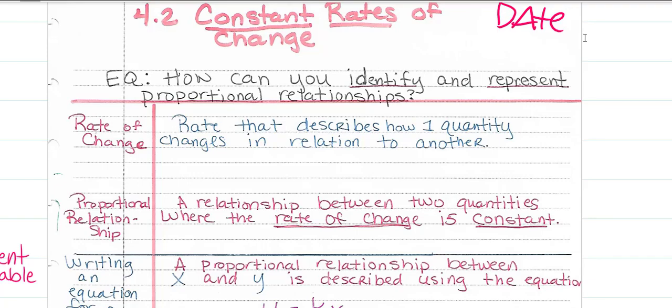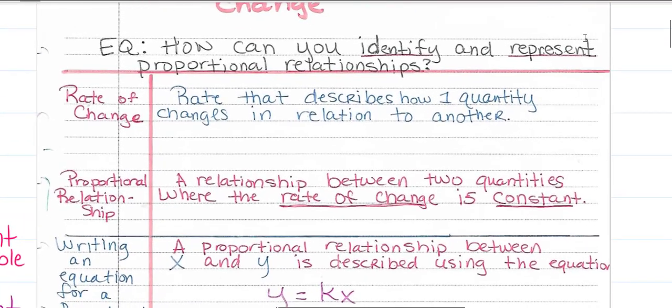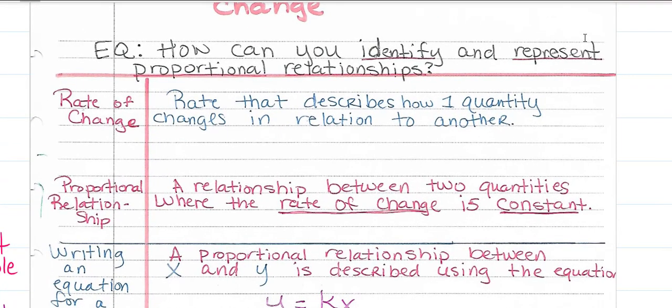So vocabulary words that we're going to be using, one of the first ones here is a rate of change. And a rate of change is a rate. So we're talking about fractions here when we use the words rate and ratio. We're looking at fractions, but this is a rate that describes how one quantity changes when it's in relationship to another quantity. You'll see that in action shortly.